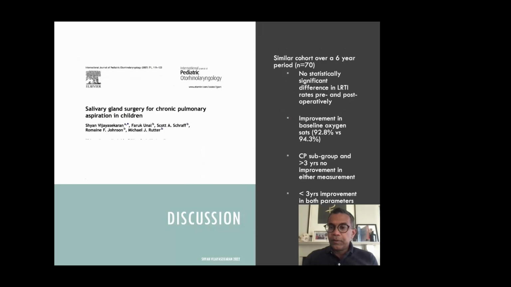As a fellow at Cincinnati Children's Hospital, we published on a larger series of cases. The results showed that patients under the age of 3 benefited the most, whereas older patients did not show any reduction in hospitalizations for lower respiratory tract infections following submandibular gland excision and parotid duct ligation. We felt that this was due to the fact that the majority had already developed chronic lung disease.